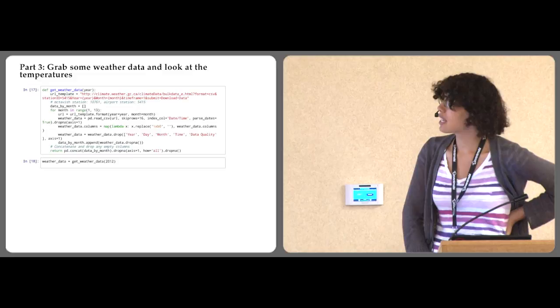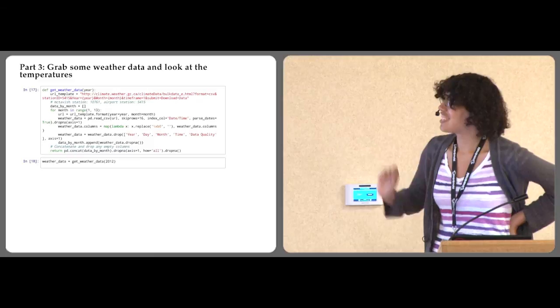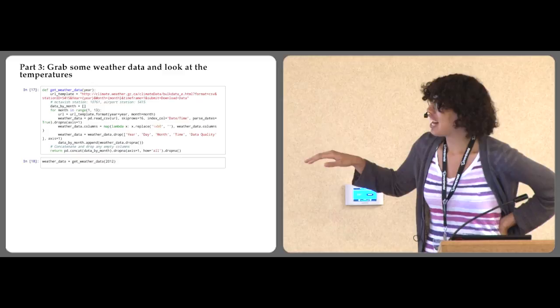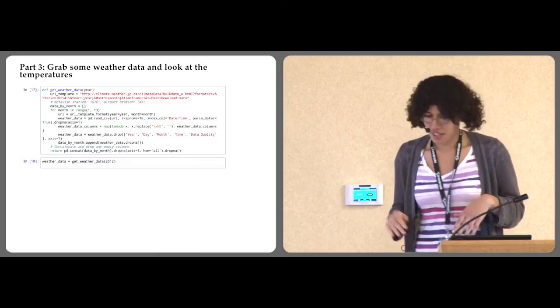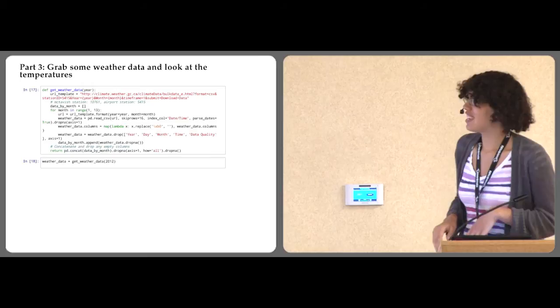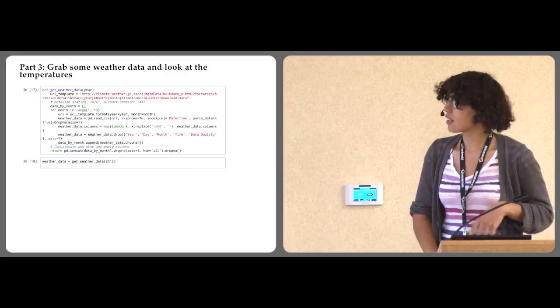So the next thing I did was I was like, I can get some weather data. So I wrote a get weather data function that downloads some stuff from weather.gc.ca. And you don't have to read this. Don't worry. But the point is that it was pretty easy. I was like, here's my URL, and read CSV from that URL, right? And it'll download it and parse it and do everything for me, and skip the first 16 rows because that's some extra metadata that I don't care about, and parse my dates and do all kinds of magic. So I got my weather data.